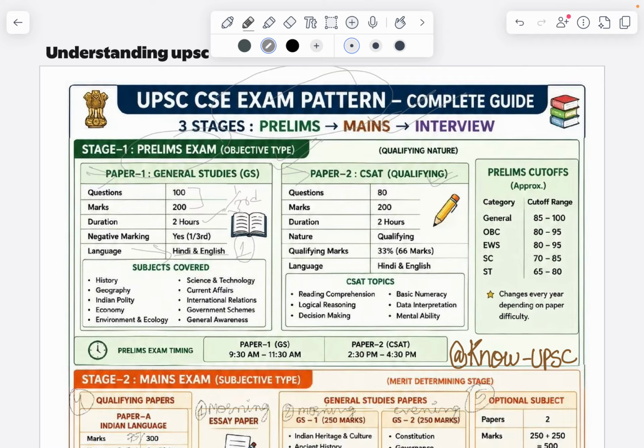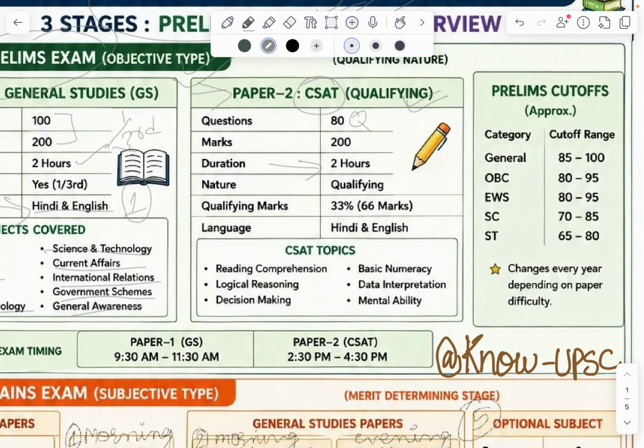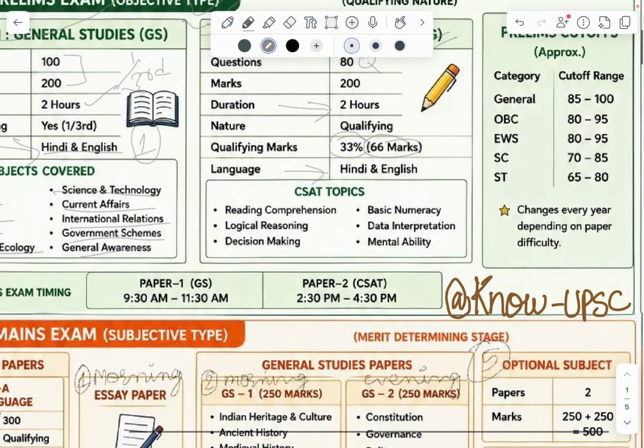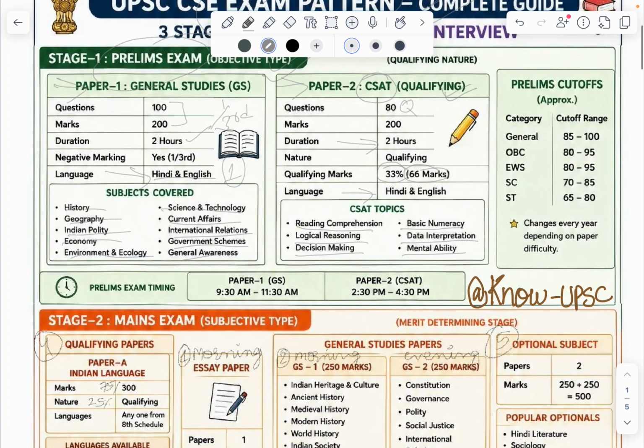Subjects covered in this paper are history, geography, Indian polity, economy, environment, ecology, science and tech, current affairs, IR, government schemes and general awareness. The second paper is CSAT. There are 80 questions of 200 marks and the duration is 2 hours. The nature is also qualifying. You only need 66 marks for this exam, which means 33%. Language is Hindi and English. CSAT topics covered are comprehension, logical reasoning, decision making, basic numeracy, data interpretation and mental ability.